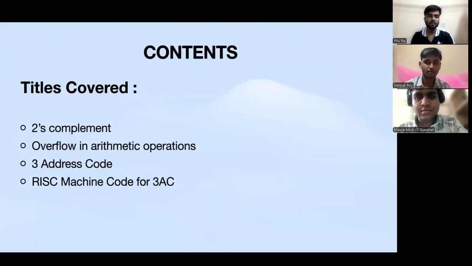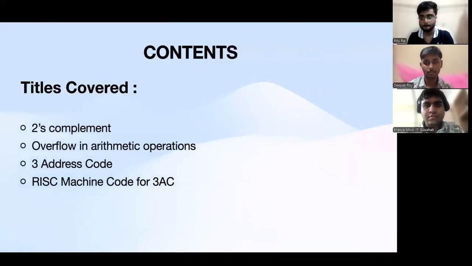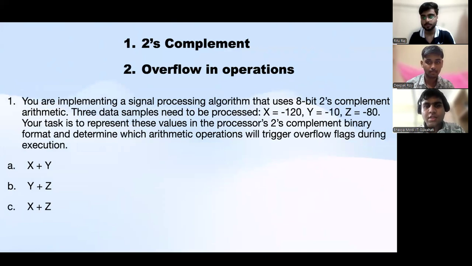In this video, we are going to solve the questions which cover the following titles. We will see about two's complement and overflow in arithmetic operations during two's complement numbers. We will write 3 AC and we will convert it to this machine code for the same 3s. The first question covers these two titles and the question is as follows.